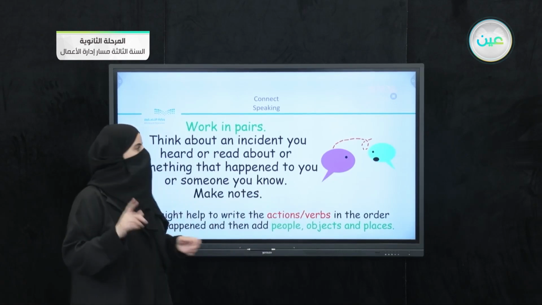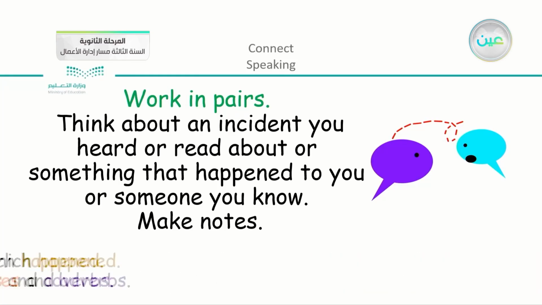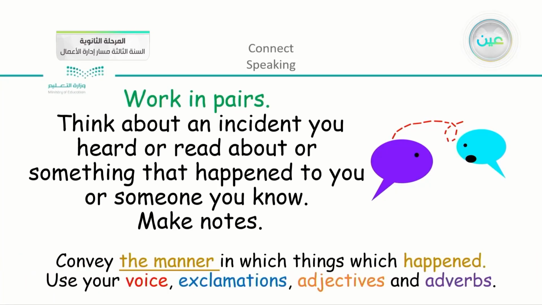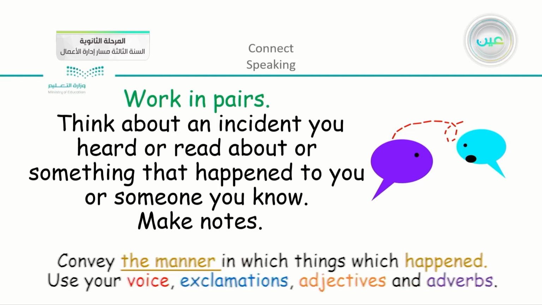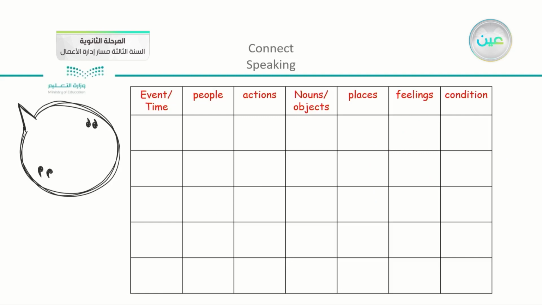I did mention to you that we have here a table. We're just going to pass by it right now, but before, convey the manner in which things happened: use your voice, exclamations, adjectives, and adverbs. We did mention the difference between spoken and written: we have the tone of voice, and how you speak is totally different from writing. This is the table that I mentioned, and we did apply it in the last lesson.